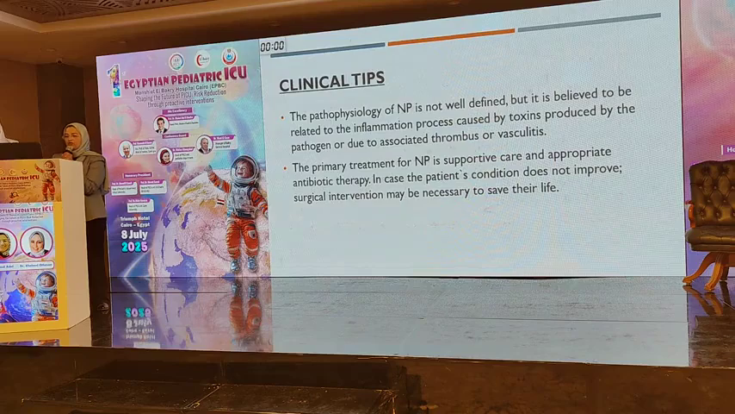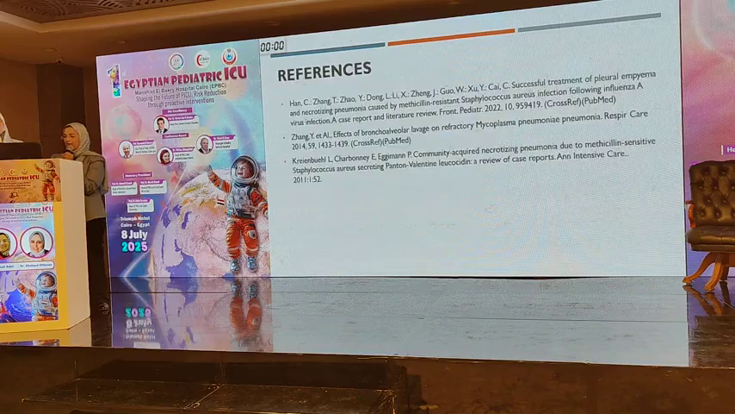The pathophysiology of necrotizing pneumonia is not well defined, but it is believed to be related to an inflammatory process caused by toxins produced by the pathogen, or due to associated thrombus or vasculitis. The primary treatment is supportive care and appropriate antibiotic therapy. If the patient's condition doesn't improve, surgical intervention may be necessary to save their life. Thank you.